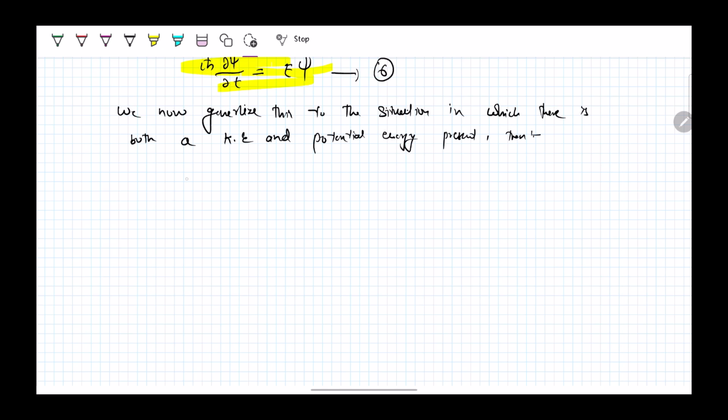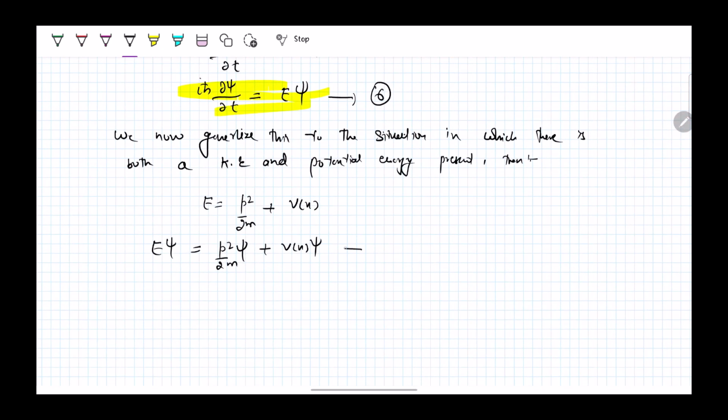Then E equals p²/2m plus V(x), right? It means the potential in this case is applicable only along the x-axis. Now taking ψ on both sides, Eψ equals p²/2m ψ plus V(x)ψ, right? And let's say this is my equation number 7.